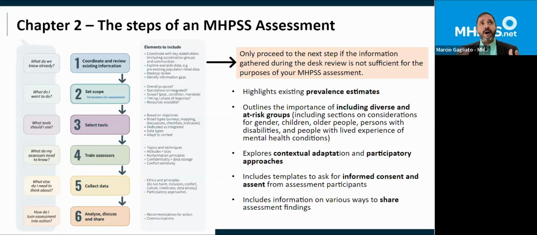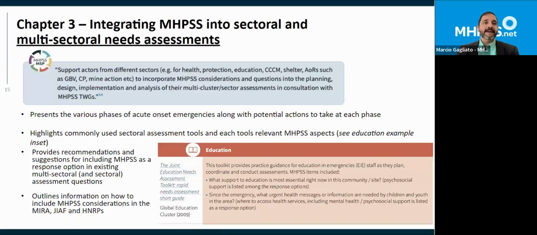It also helps to set the scope and the parameters of the assessment and the tools that we would be using for that. And in this chapter, it is also stressed very much that this toolkit is not a top-down type of exercise, but actually we expect a contextual adaptation through a very participatory approach. Next slide, please. Then we land on the third chapter, which is about 11 pages, which is all about why and how to integrate MHPSS into other sectors.